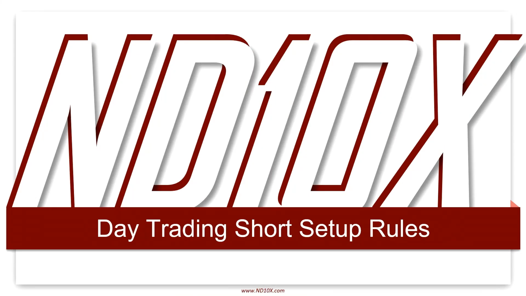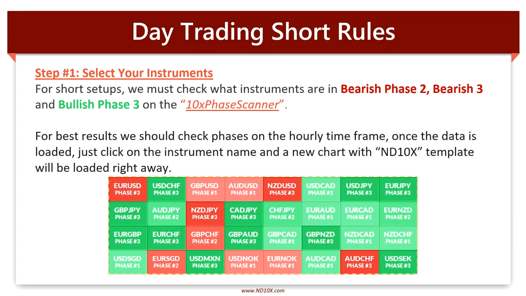Day trading short rules. Step 1. Select your instrument. For short setups, we must check what instruments are in bearish phase 2 and bearish phase 3, and also bullish phase 3 on the 10x phase scanner. For best results, we should check phases on the hourly time frame.